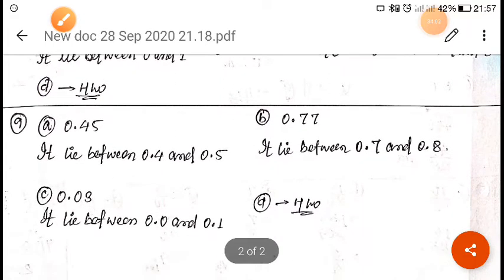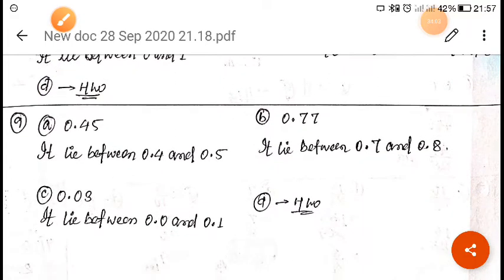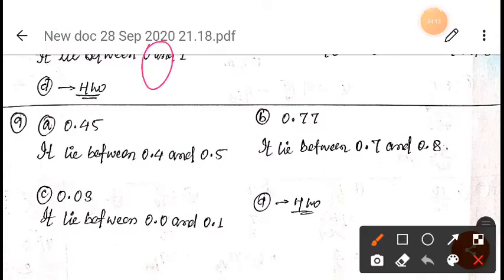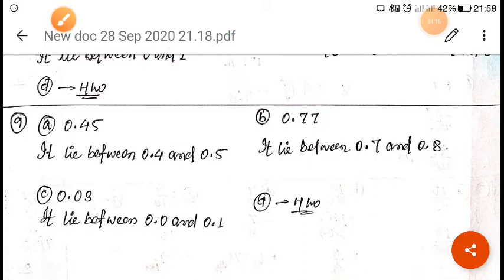Now next is question number 9. Between which two numbers in the tenth place on the number line do the given numbers lie? Means they are asking about the tenth place, the digit after the point. So we have to find out, after the point whatever digit is given here, between which two numbers this will lie.